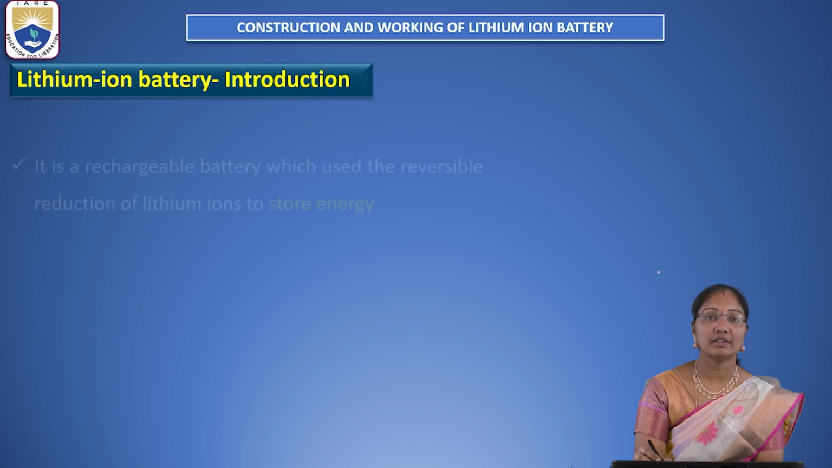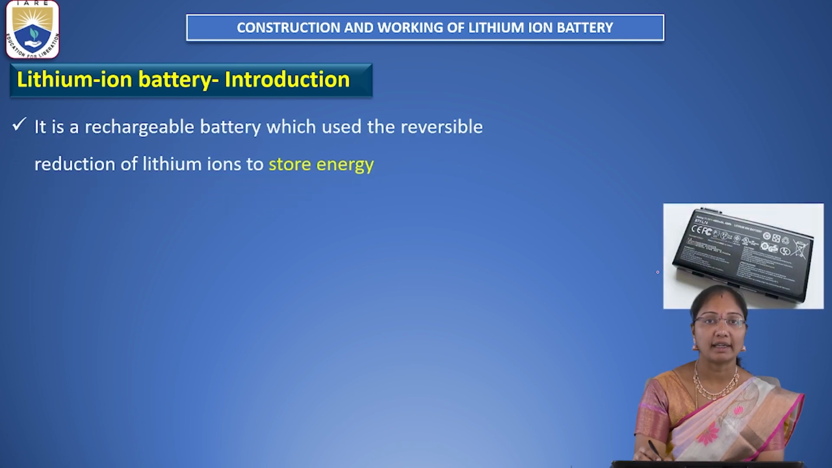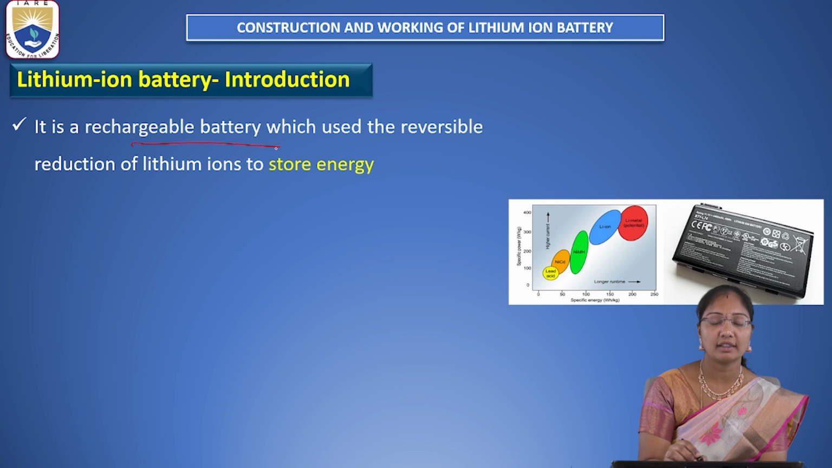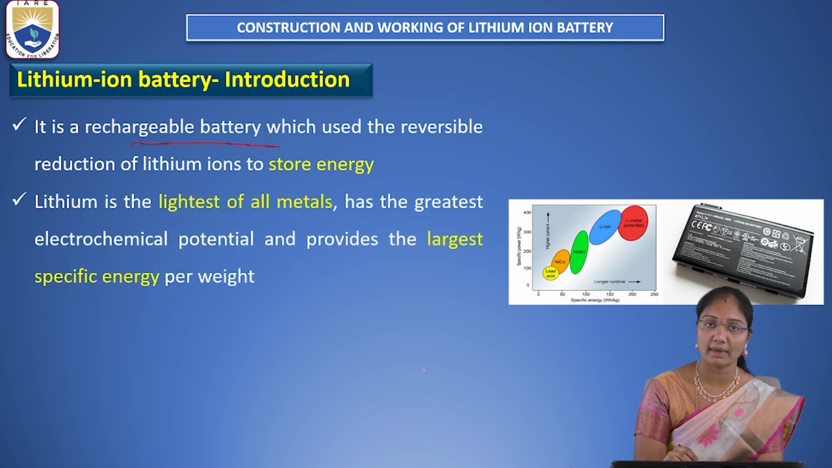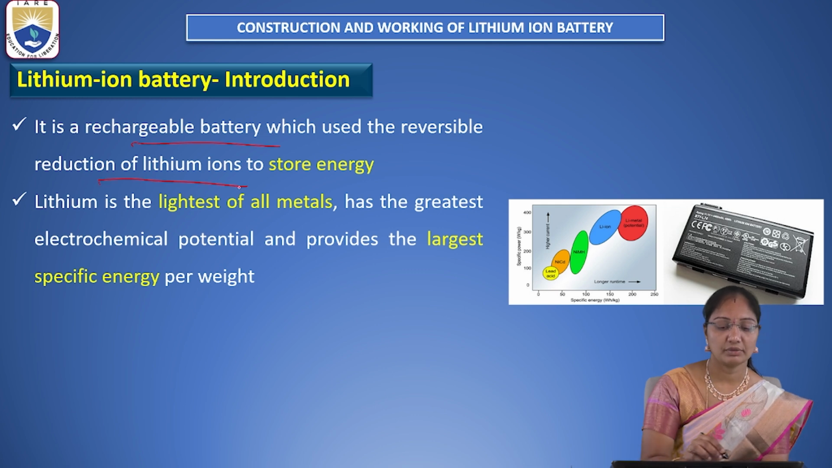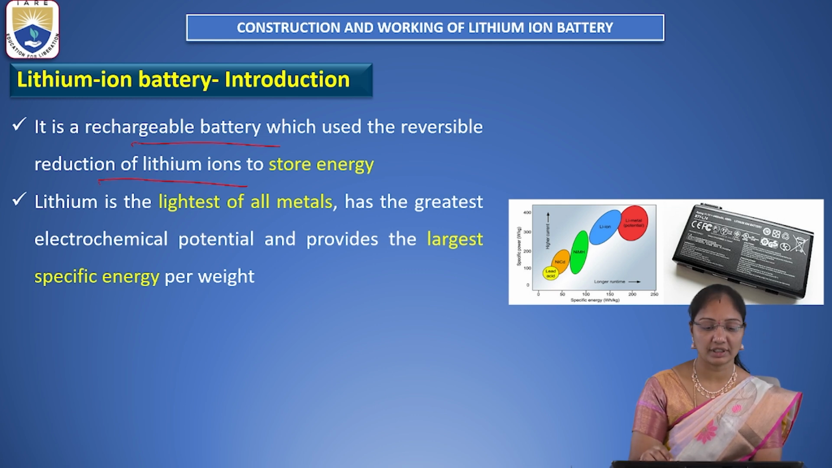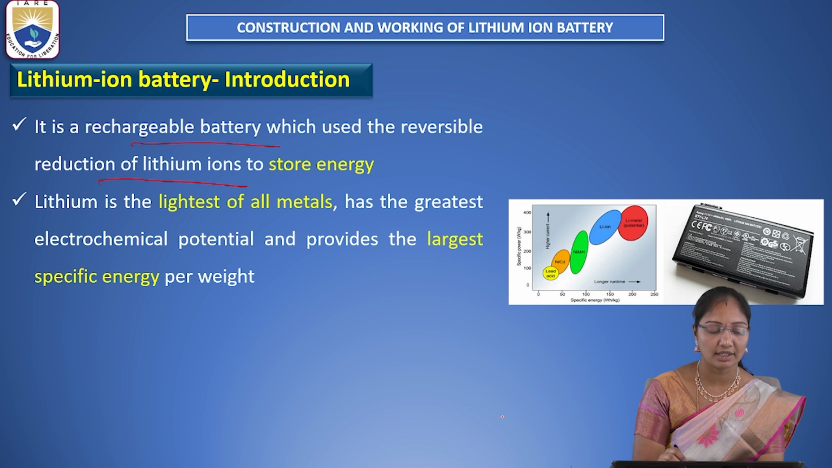So coming to the introduction, what is a lithium ion battery? It is a rechargeable battery in which the chemical reactions involved are reversible. Once the chemical reaction is completed, it gets discharged. Once the chemicals present in it are active, then it is ready for use, which is nothing but the rechargeable battery. Here the lithium ions are reduced in these batteries, which store the energy. That's why these lithium ion batteries are rechargeable batteries.